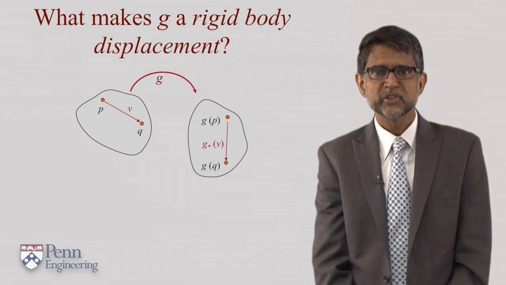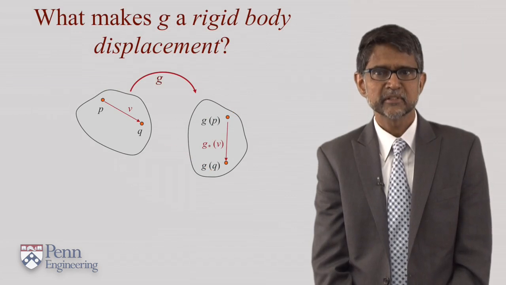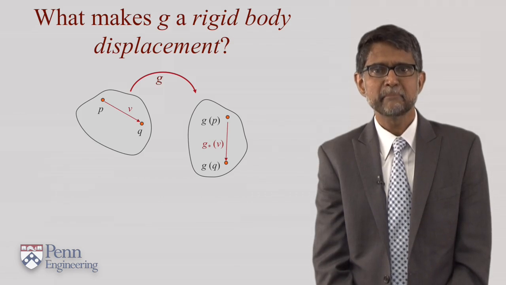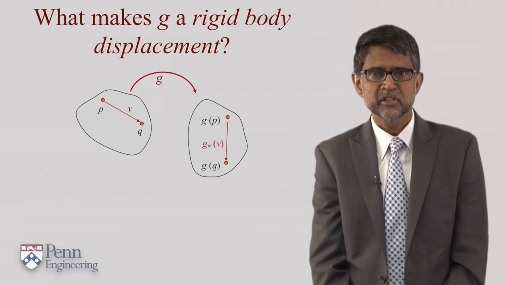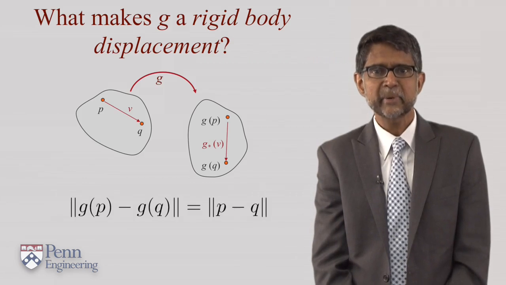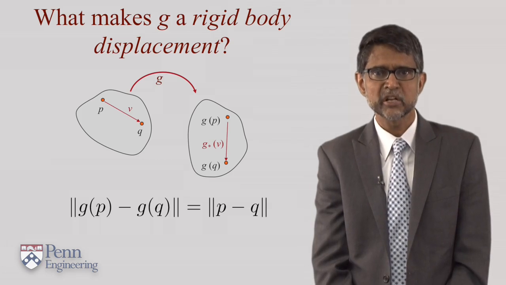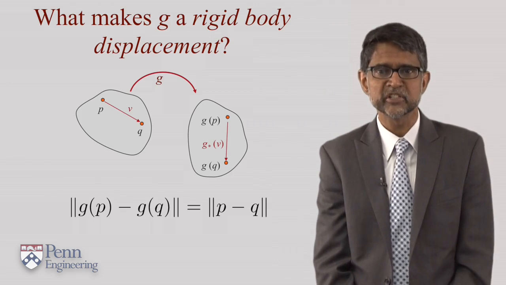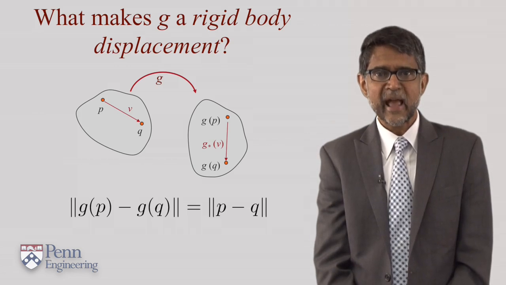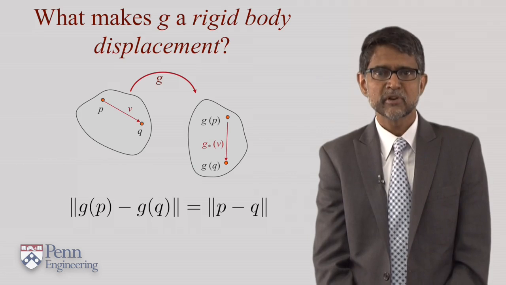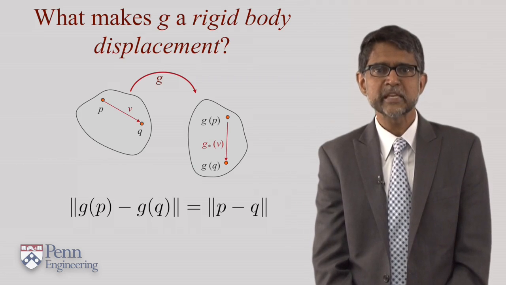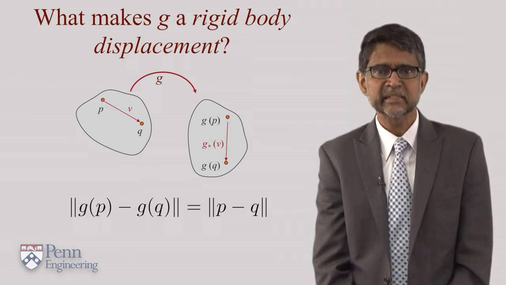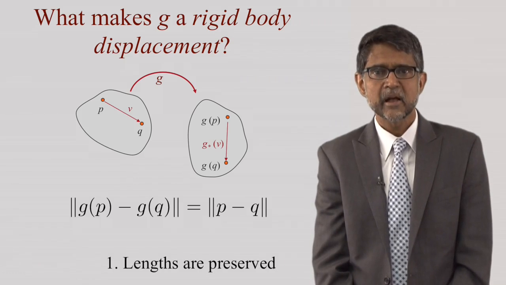What makes the map G a rigid body displacement? Well, there are two properties that the map must satisfy. First, the distance between any pair of points remains unchanged in a rigid body displacement. In fact, that is the definition of the word rigid. So if I calculate the distance between P and Q and the distance between G of P and G of Q after the displacement, those two distances must be identical. So lengths must be preserved.